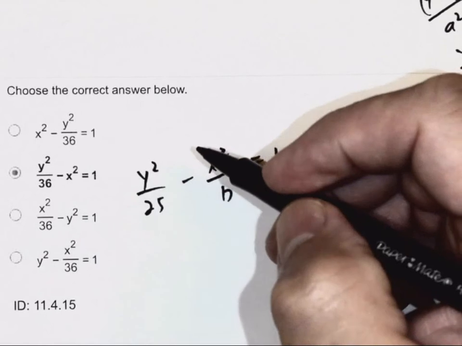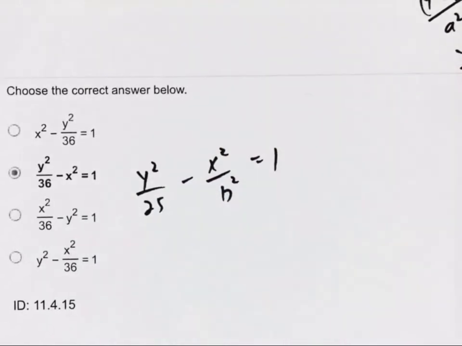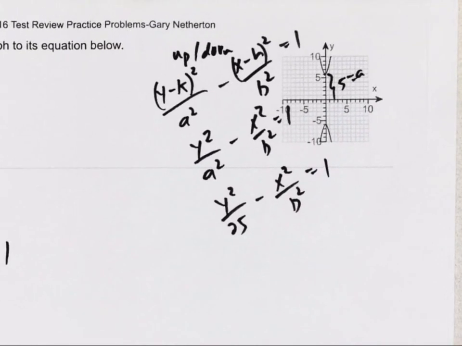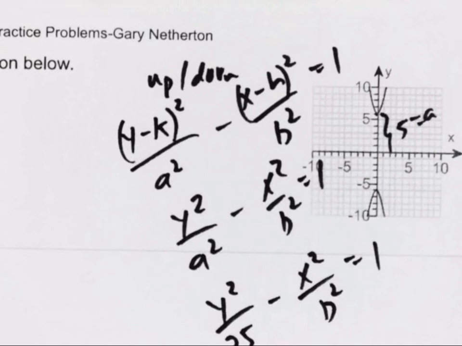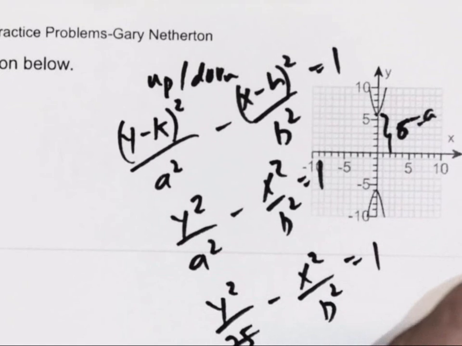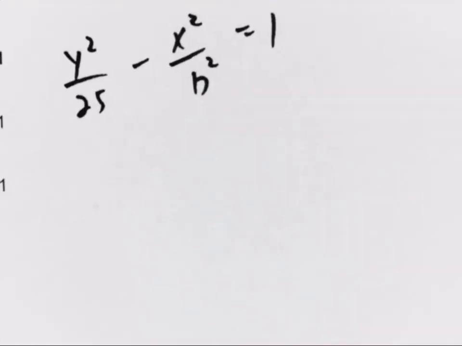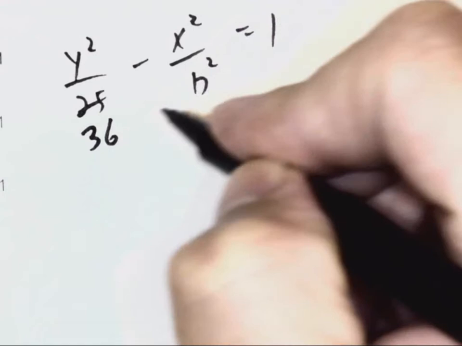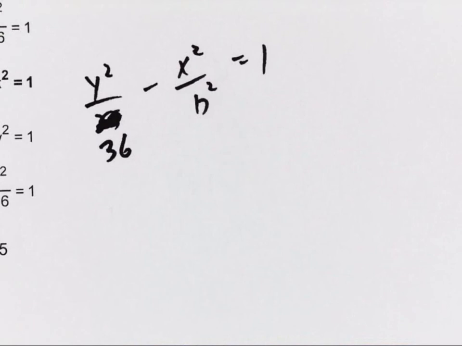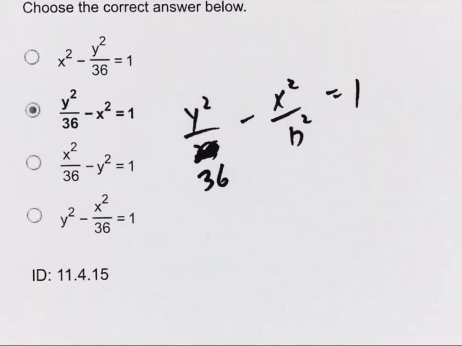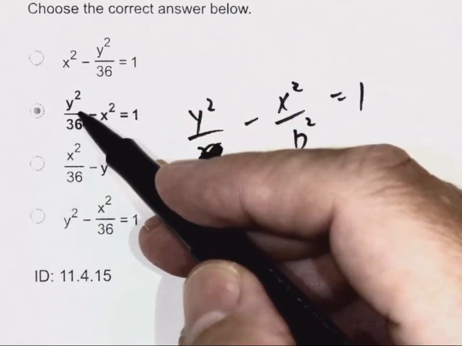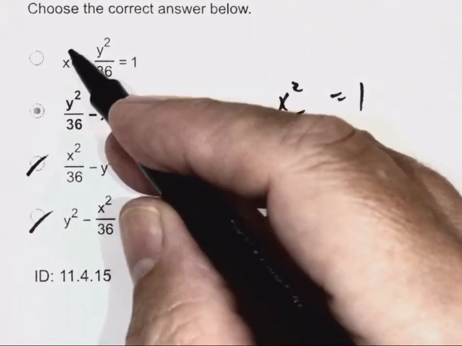First thing I notice is, oh, I made a mistake. I didn't look carefully. If I go back here, it's actually not 5, it's 6. A is 6. So these are all 36. Sorry about that. That's why you have to look at the graphs carefully. So now I'm looking at my choices. I need to have y squared over 36. I've got it here and here, but not here and not here. So I'm down to these.